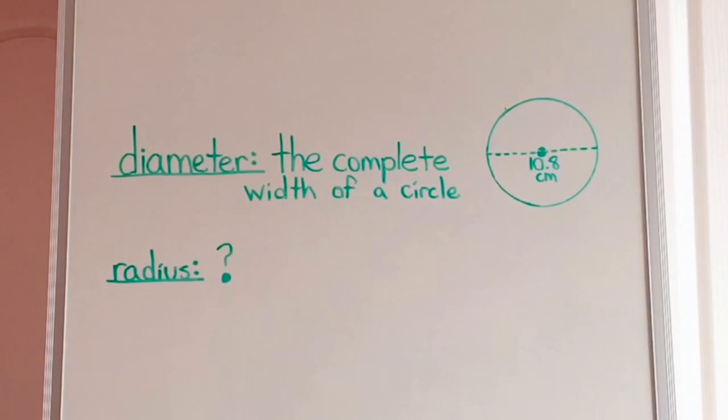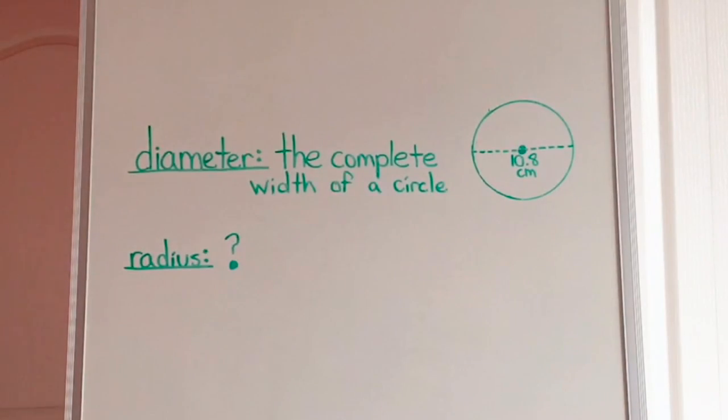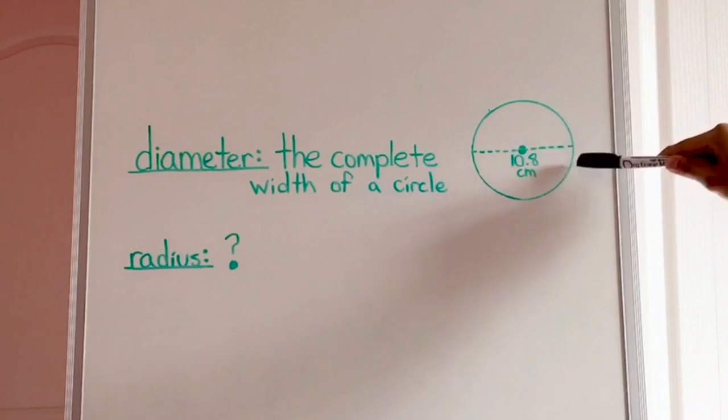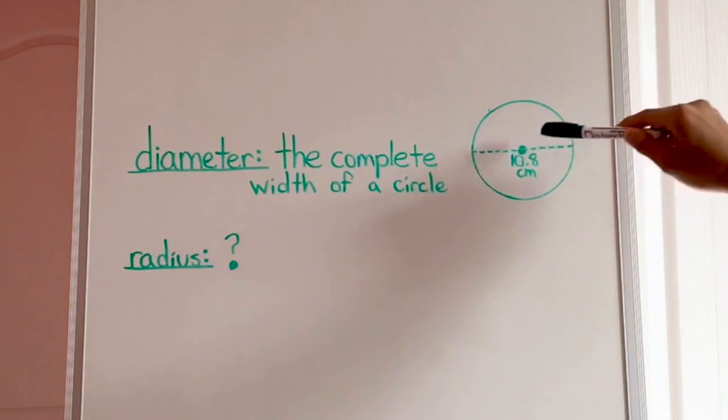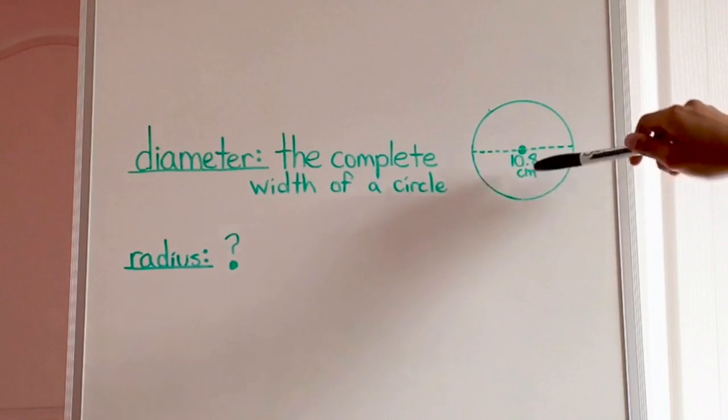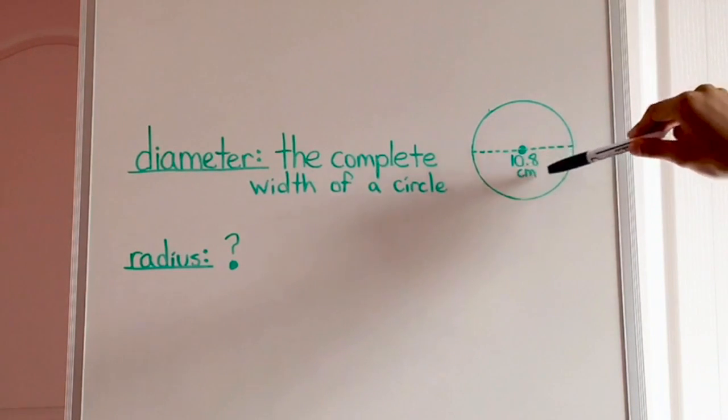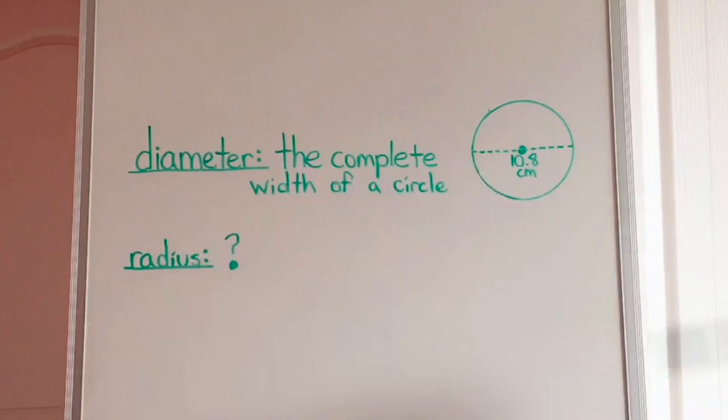The diameter is the complete width of a circle. So what this means is that the diameter is the line that goes from one side of the circle all the way to the other, crossing through the center point. In the picture shown, there's an example of the diameter. The diameter runs from one point of the circle all the way to the other, running through that center point. With a measuring tape, we found that the diameter of this circle is 10.8 centimeters, rounded to the nearest tenth.